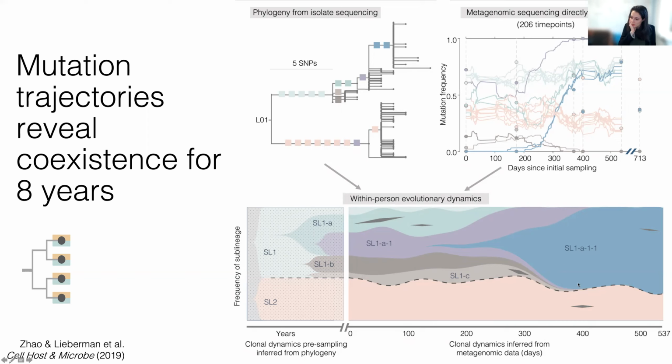So it suggests that maybe there's some sort of frequency-dependent selection or maybe metabolic diversification. But we can't really figure that out because we don't know if these bacteria are coexisting or maybe they're just separated in space.